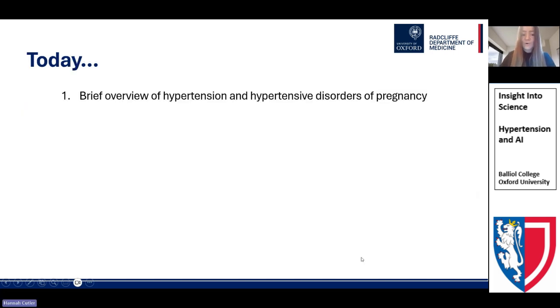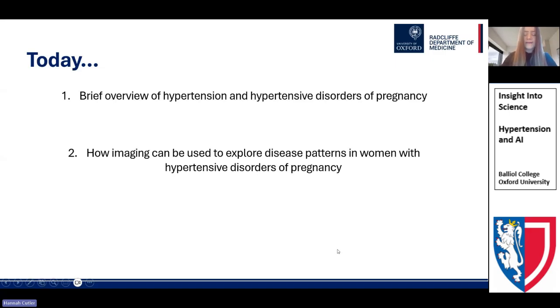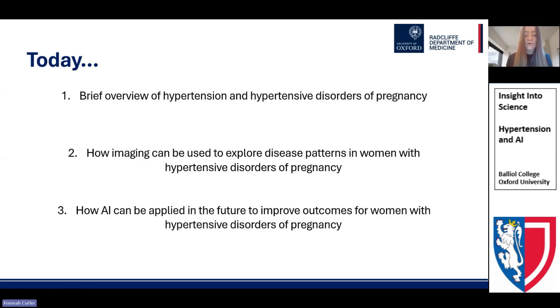So in today's talk, we're going to have a brief overview of hypertension and hypertensive disorders of pregnancy. We're then going to look at how imaging can be used to explore different patterns of disease in women with hypertensive disorders of pregnancy. And finally, we're going to look at how AI can be applied in the future to improve outcomes for women with hypertensive disorders of pregnancy.